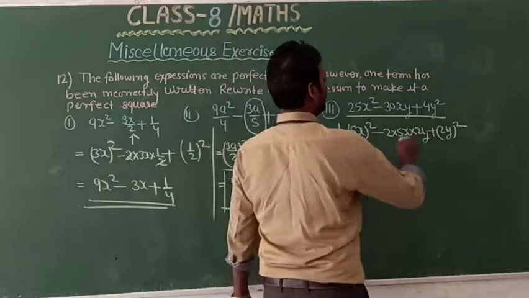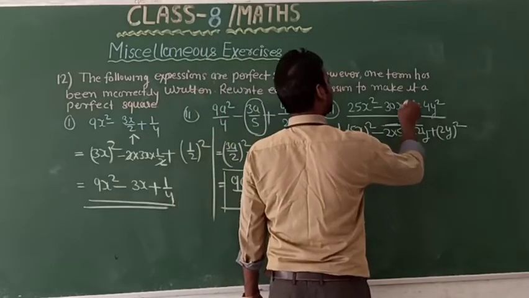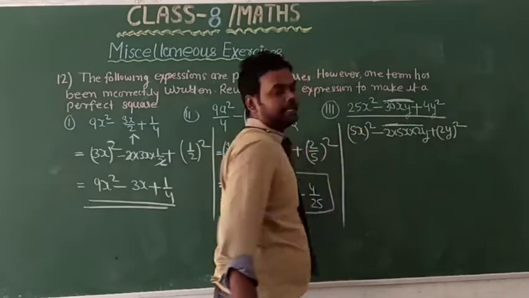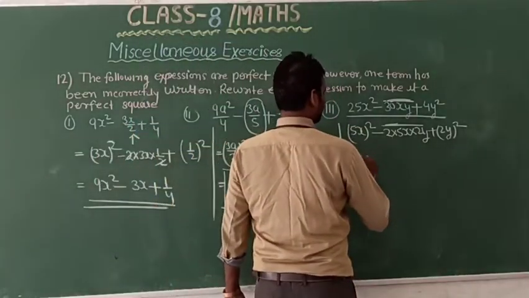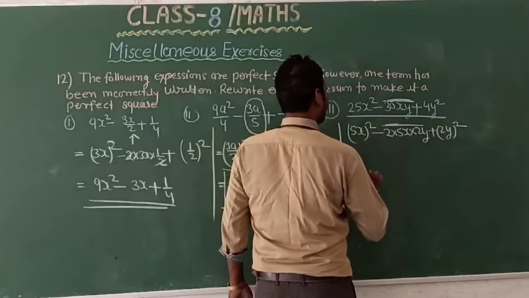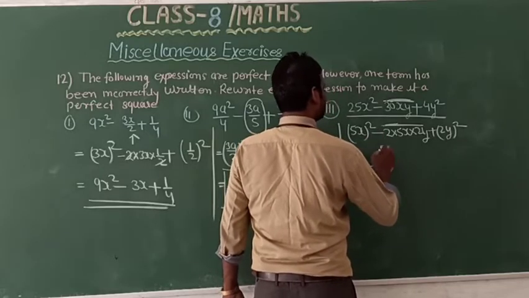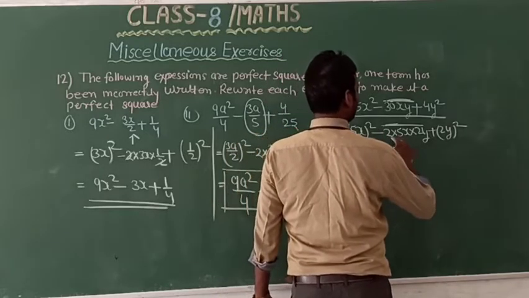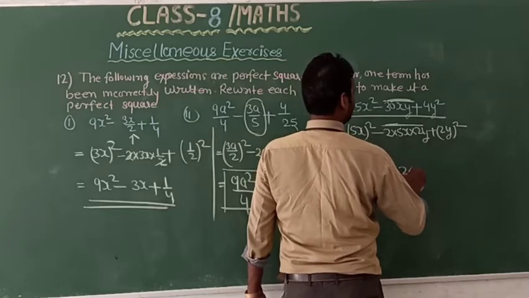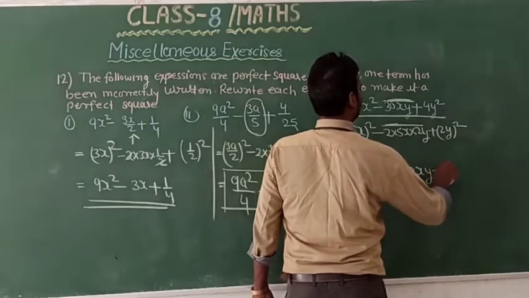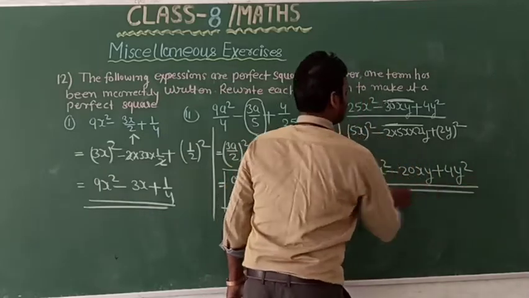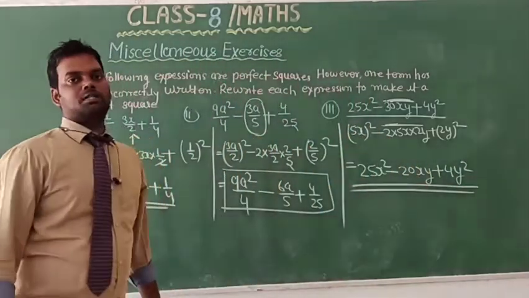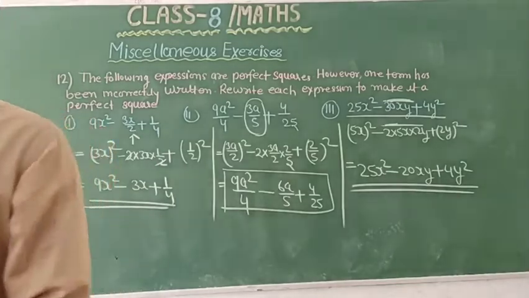Okay, again here we have to find out the third term is written incorrect. So the correct expression is 25x² minus 20xy plus 4y². So dear children, this is the correct expression. Okay.